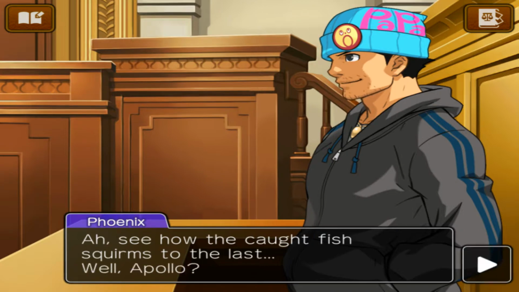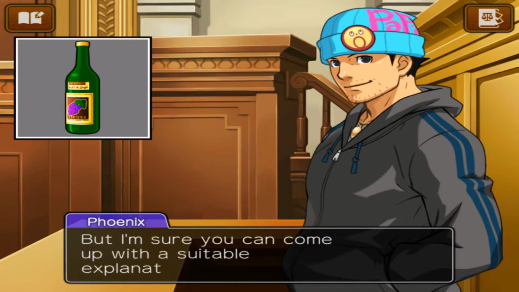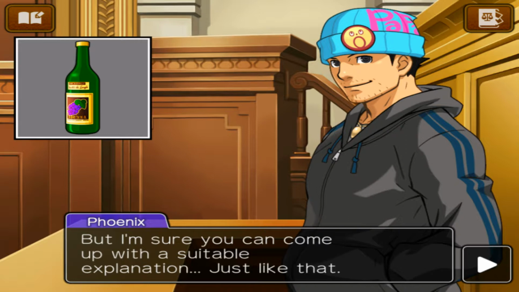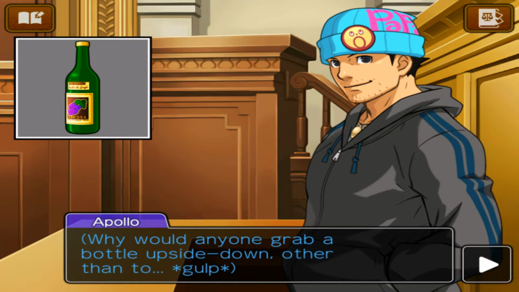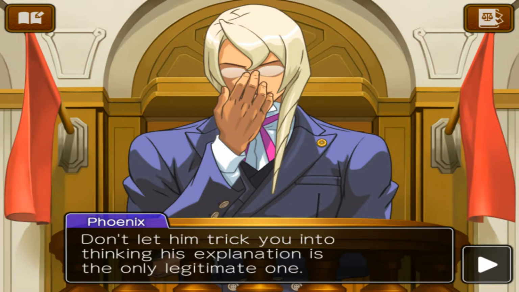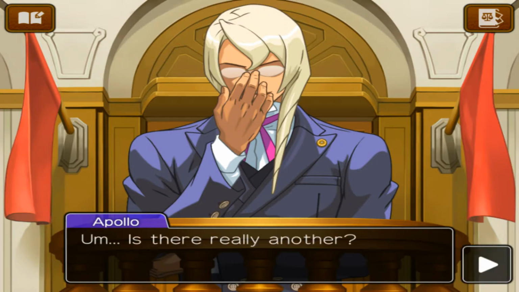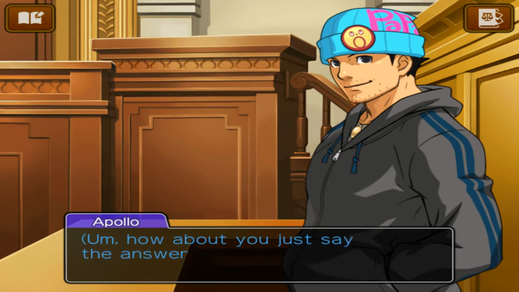See how the caught fish squirms to the last. Well, Apollo? Your boss seems awfully concerned about this bottle still, but I'm sure you can come up with a suitable explanation. Why would anyone grab a bottle upside down, other than to hit someone? What if it was, you know, low down? Say if you were sat high up on a chair, and it was on the floor next to you, you would pick it up upside down, and then put it in your other hand. Don't let him trick you into thinking his explanation is the only legitimate one. Is there really another? Take another look at the court record. I believe you'll find a simple answer there. In plain sight. How about you just say the answer in plain words?